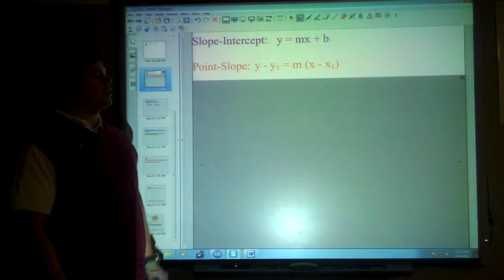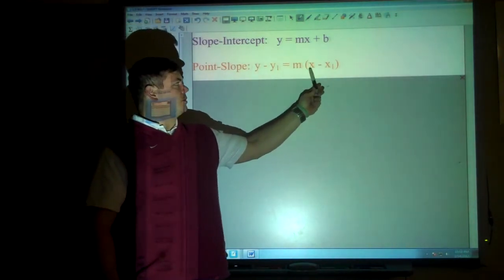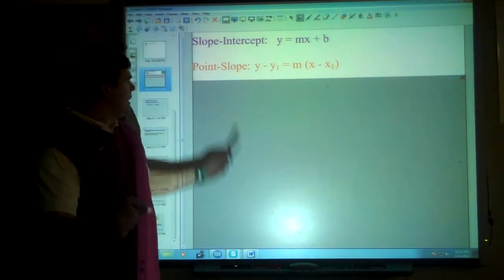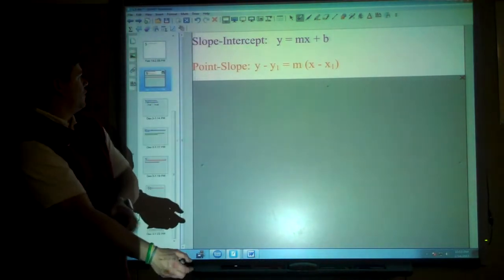We also have point-slope form that we've been dealing with lately. Y minus y sub 1 is equal to the slope times x minus x sub 1, where x sub 1 and y sub 1 are the point that's given, and m is the slope we use. So these are two forms that we've dealt with so far.